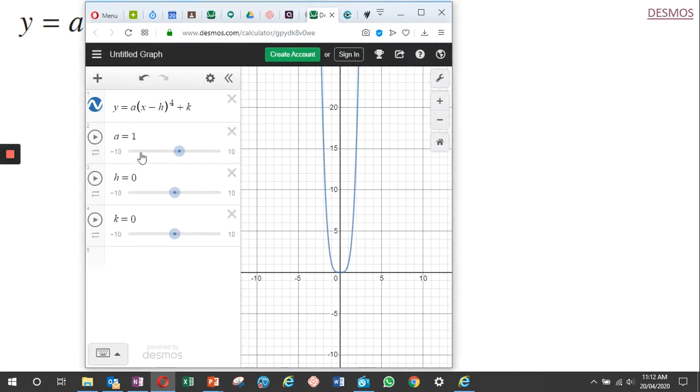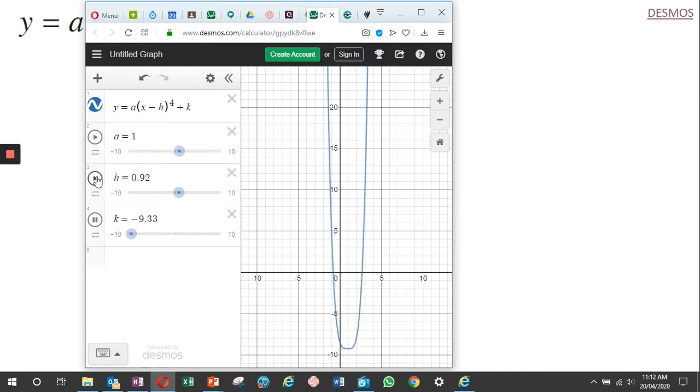Maybe we can run our h, move that out of the way. There you go. We can see our h is just moving it left and right. Let's try and stop h at 0. Not too bad. Run our k. That will make it go up and down.